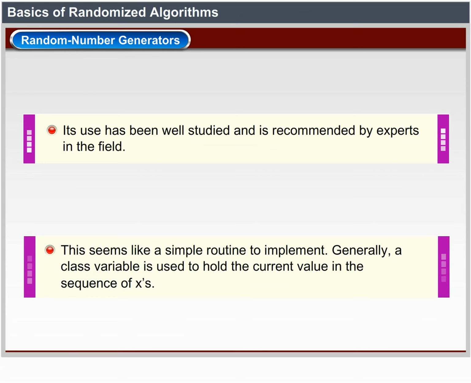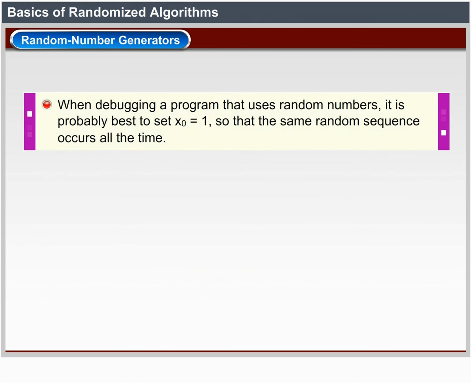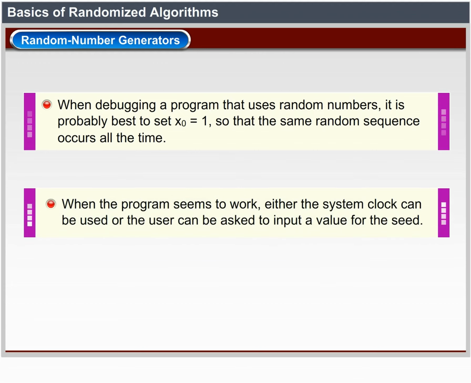Generally, a class variable is used to hold the current value in the sequence of x's. When debugging a program that uses random numbers, it is probably best to set x0 equals 1 so that the same random sequence occurs all the time. When the program seems to work, either the system clock can be used or the user can be asked to input a value for the seed.